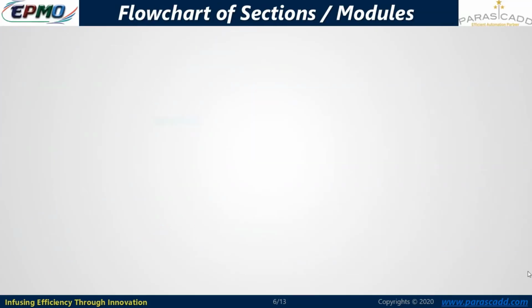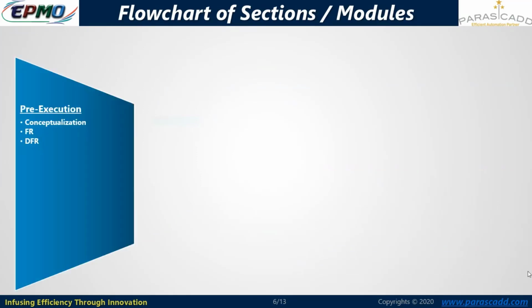So let's understand the flowchart of the product sections and the modules. So these are the phases. The first phase is pre-execution. So pre-execution has various subsets to monitor, such as conceptualization, feasibility study, detailed feasibility study, and apart from these, project-specific key stages might also come into the picture. So these are the popularly monitored stages.